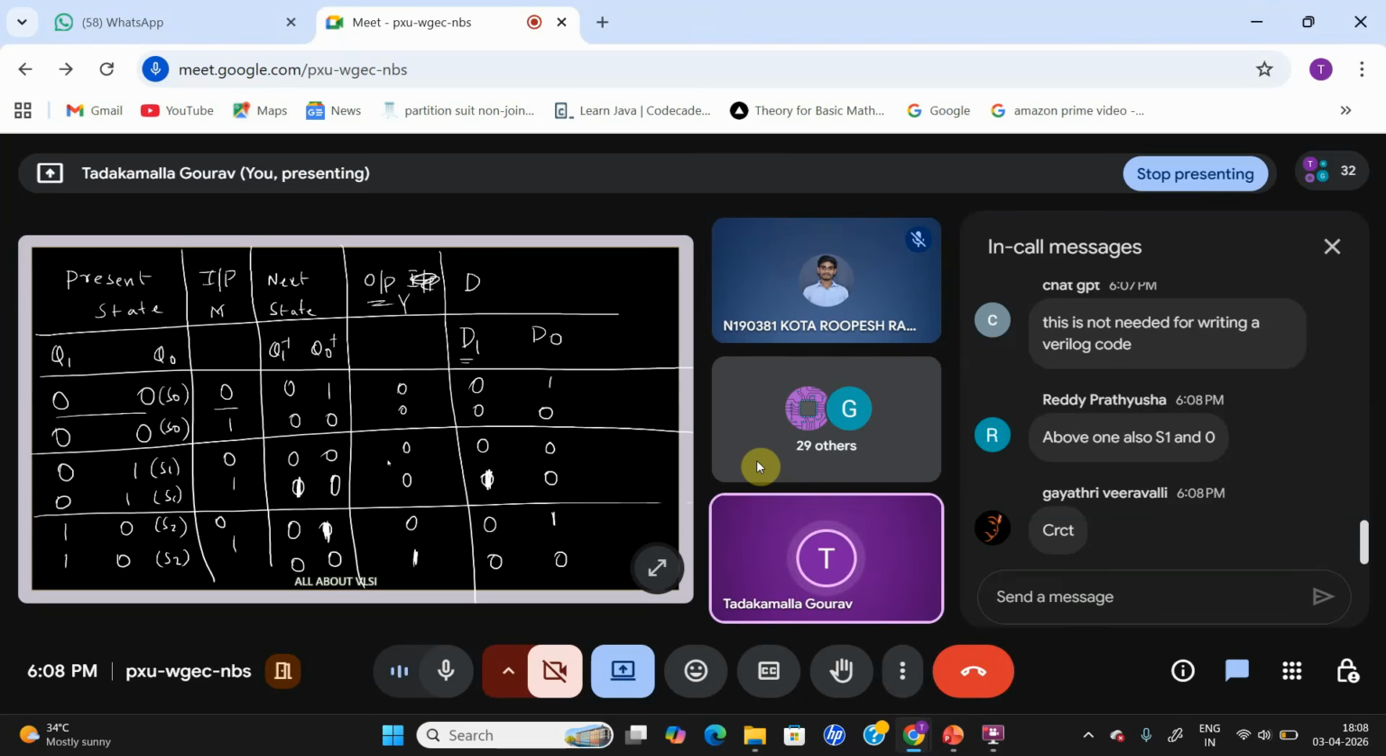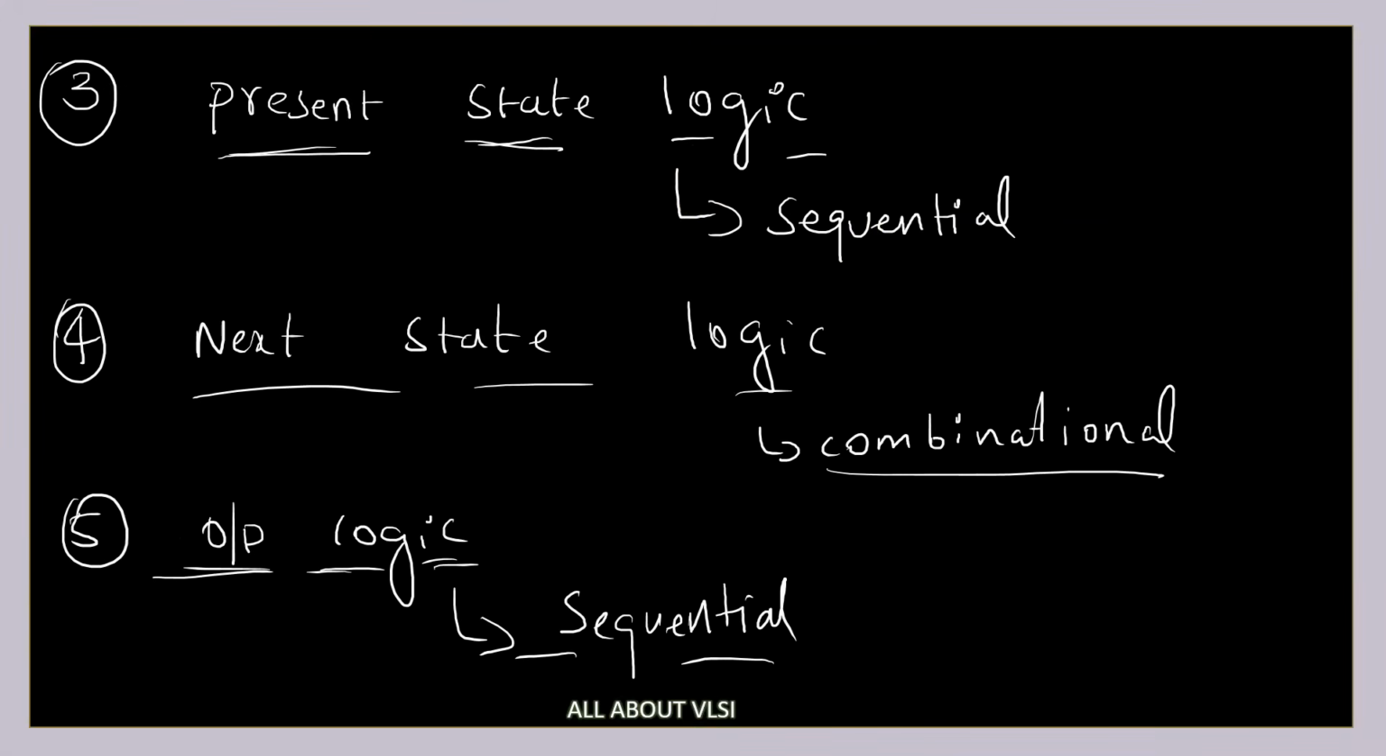This is not needed for writing Verilog code. Obviously it's not needed for writing Verilog code. But if we need to understand this logic, why present state logic is a sequential logic, why next state logic is a combinational logic, and why output is sequential or combinational logic, for understanding them we need a circuit diagram, a logic diagram. So the logic diagram we are going to get from this process only. Is it clear, GPT?